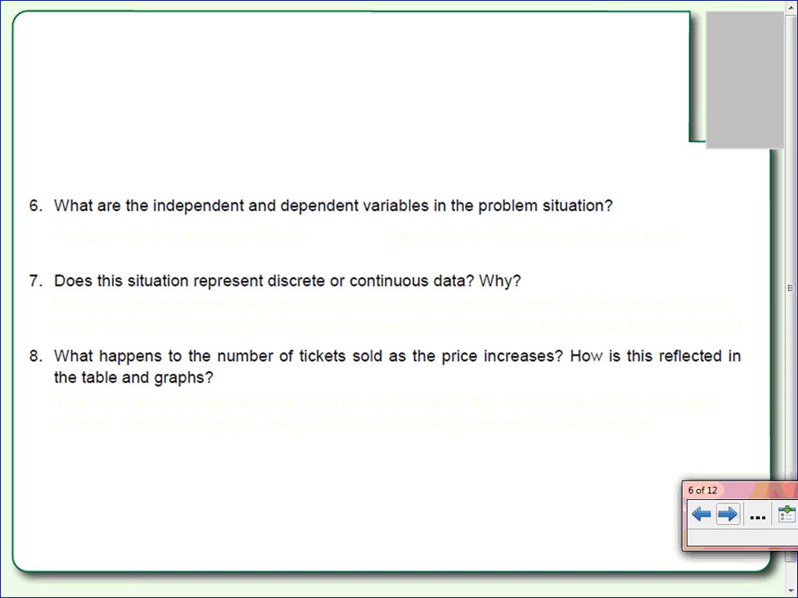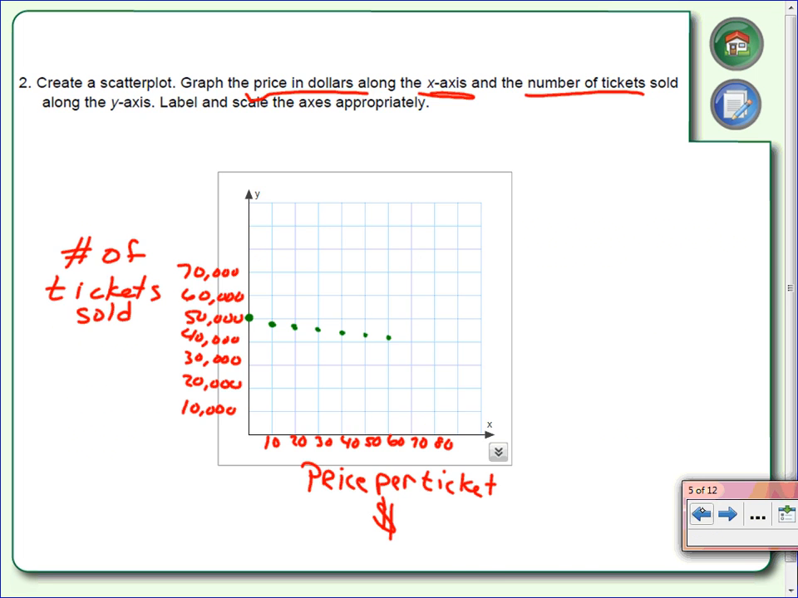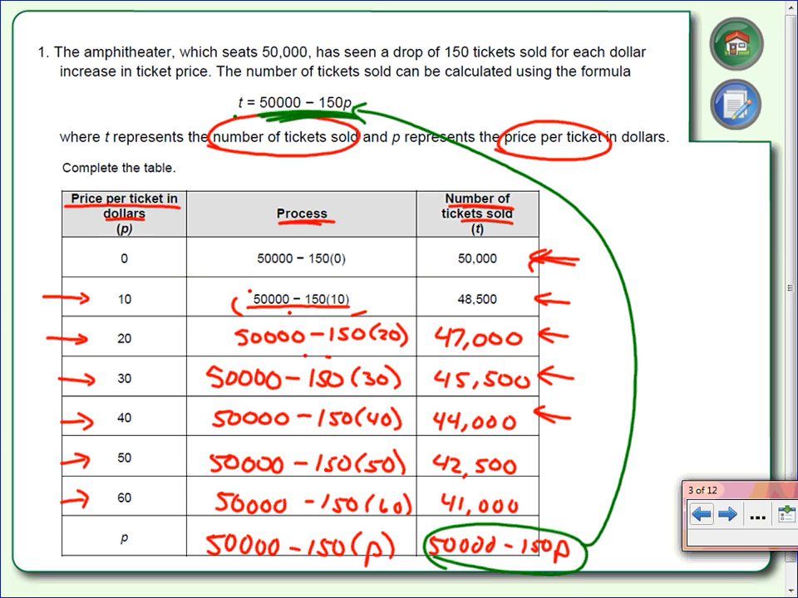Number 6, what are the independent and the dependent variables in the problem situation? First of all, independent. Is that the X or is that the Y? Independent is the X, dependent is the Y. In other words, the Y value depends on the X. So let me go back to my table here real quick so you can see what I'm talking about. Here's the table. What exactly were the Y values? They represented the number of tickets sold. What did the X values represent? They represented the price per ticket.